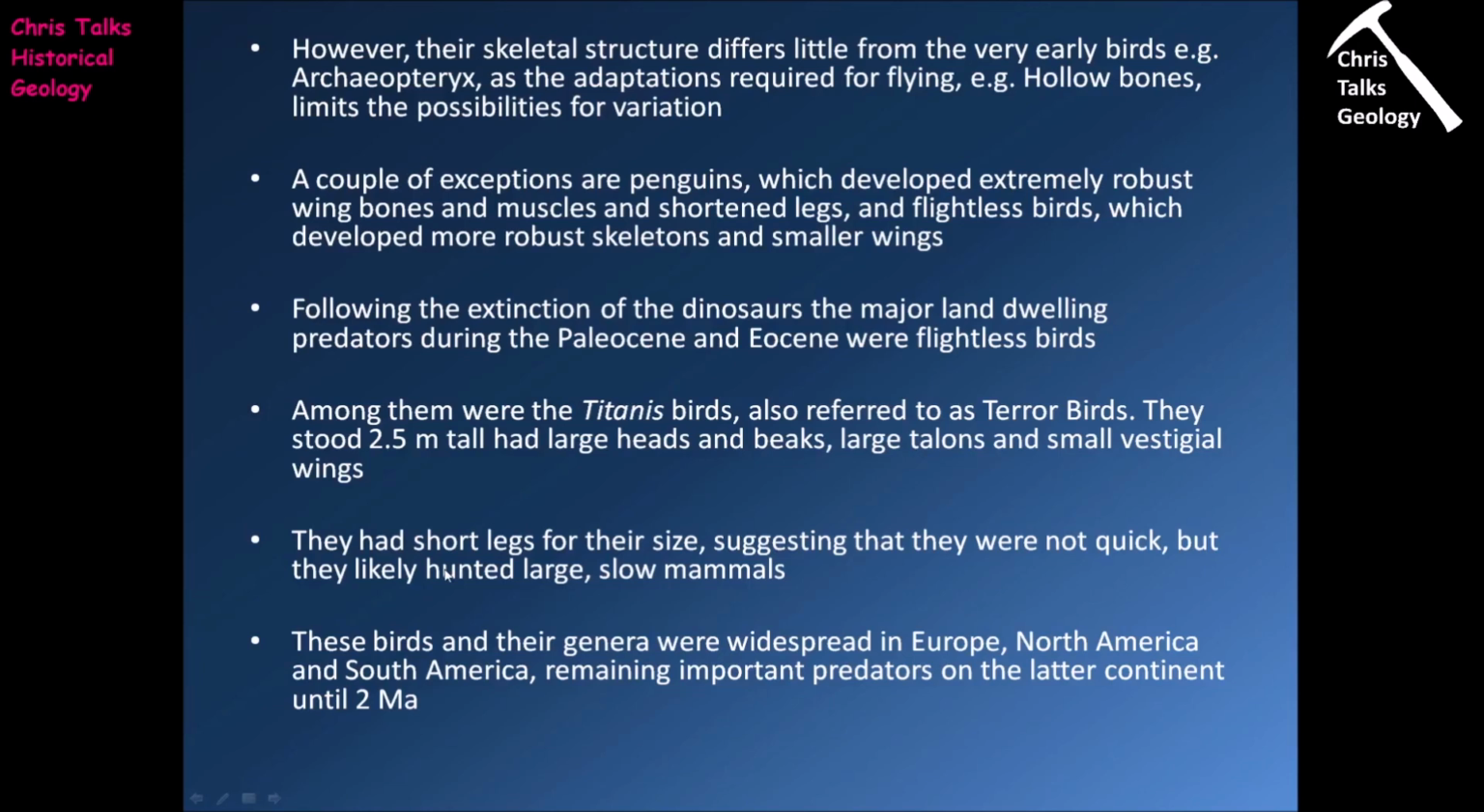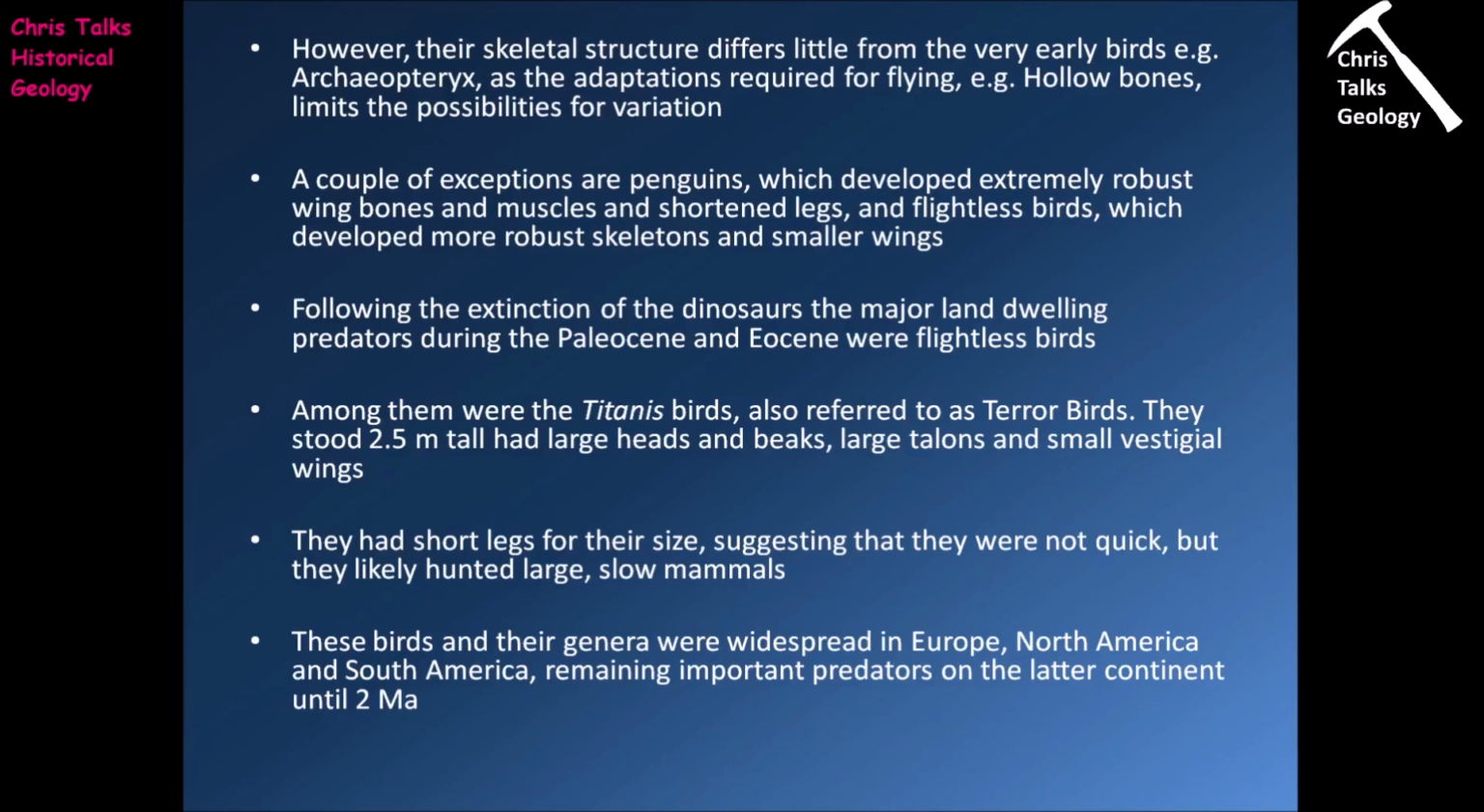Now, when we look at the Titanis bird design, we actually see for the size of them, they had quite short legs. So if you think of something like an ostrich, we know that ostriches are quite quick. And if we look at the ostrich, for the size of the bird, we can see it has very, very long legs. In comparison, the Titanis bird actually has shorter legs compared to its body size. And this would suggest that on the whole, the Titanis birds probably weren't that quick, and they probably hunted larger, slower mammals as their prey.